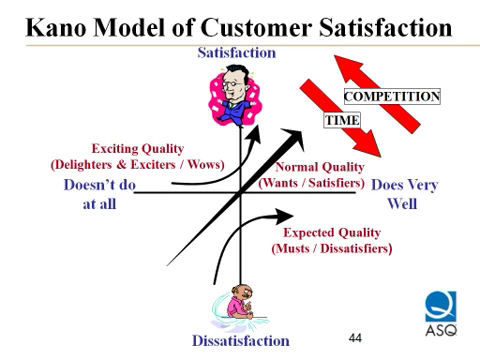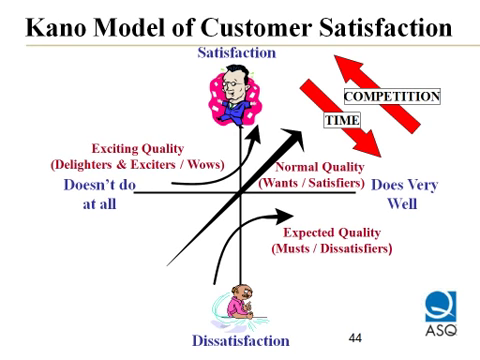It's two-dimensional. The horizontal axis goes from something, a product, a service, whatever you're looking at, doesn't do what it's supposed to, all the way over on the far right to it does it very well. On the vertical axis, we're talking about customer satisfaction. At the top of that vertical line, we have great satisfaction. At the bottom, great dissatisfaction.